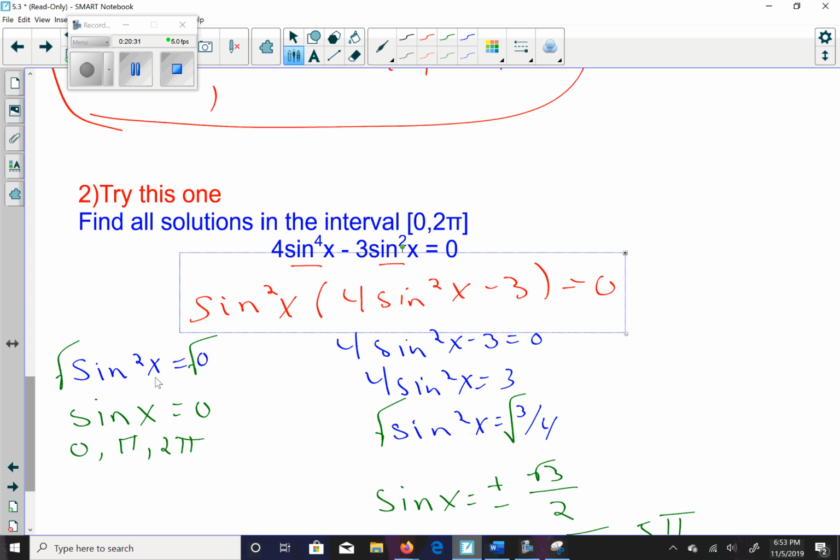There's nothing added or subtracted or multiplied by the sine squared, so I took the square root of both sides. So I'm going to get the sine of x is technically equal to plus or minus 0, but that doesn't make sense. It's just 0. So when is the sine of x equal to 0? That happens at 0, pi, and 2 pi.